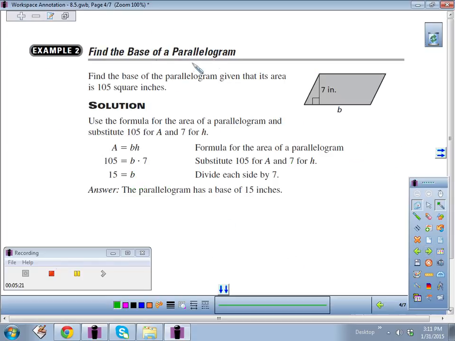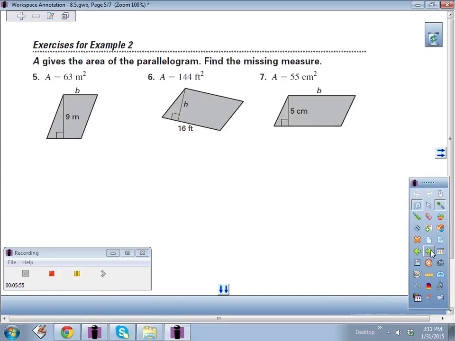Example 2 says find the base of the parallelogram. So just like we had in previous sets of notes, sometimes we may have the area and maybe one other measure, but we will need to find another length of the figure. So here we need to find the base. We have the height. We have the area. So we know the area is 105. The height is 7. So we divide by 7 on each side to get 15. So the base ends up being 15 inches. For 5, 6, and 7, take this time to complete those and get the missing length.